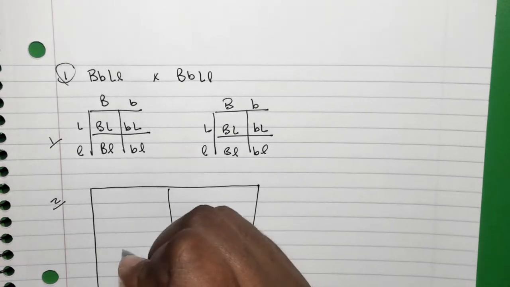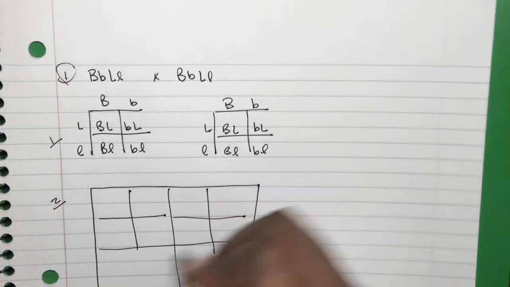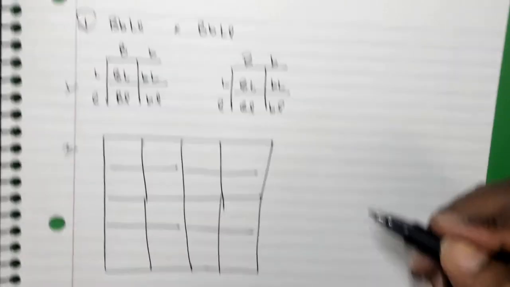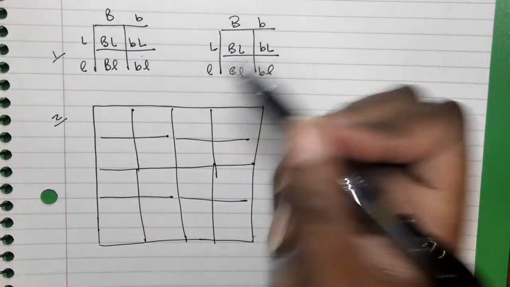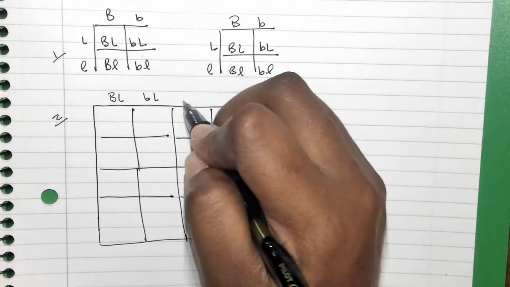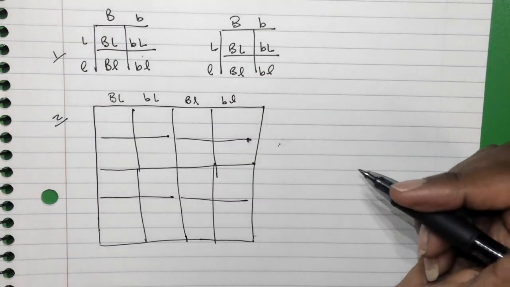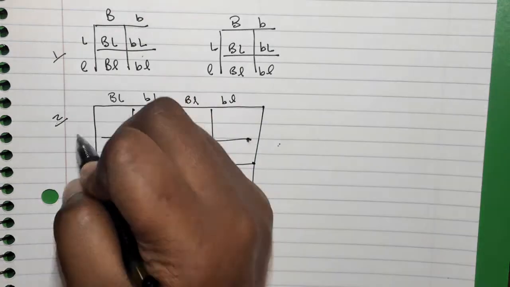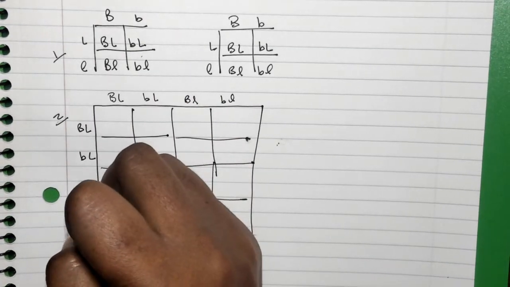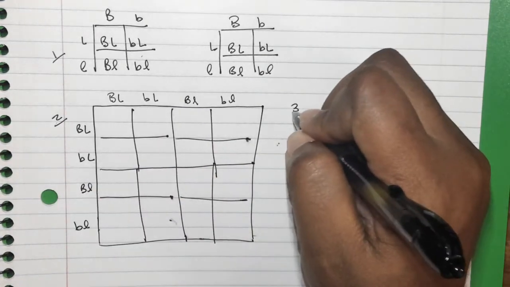So I'm going to draw a really big Punnett square with 16 boxes. Again, it doesn't have to be beautiful. Then I'm going to put these 4 gametes, the sperm cells, up here, and these 4 gametes, let's say the egg cells, here. And as I do number 2, I can do number 3.